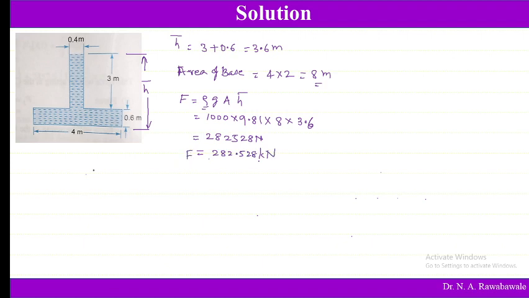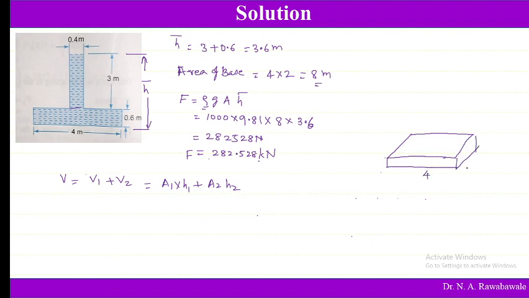Now to find out the weight of this tank, we must find out the volume. Volume of tank is equal to volume 1 plus volume 2. So base volume is V1 and upper volume is V2. Base volume is nothing but area 1 into height 1 plus area 2 into height 2. If we consider this as the base, it has got dimensions as 4 meter, 2 meter by 0.6 meter.